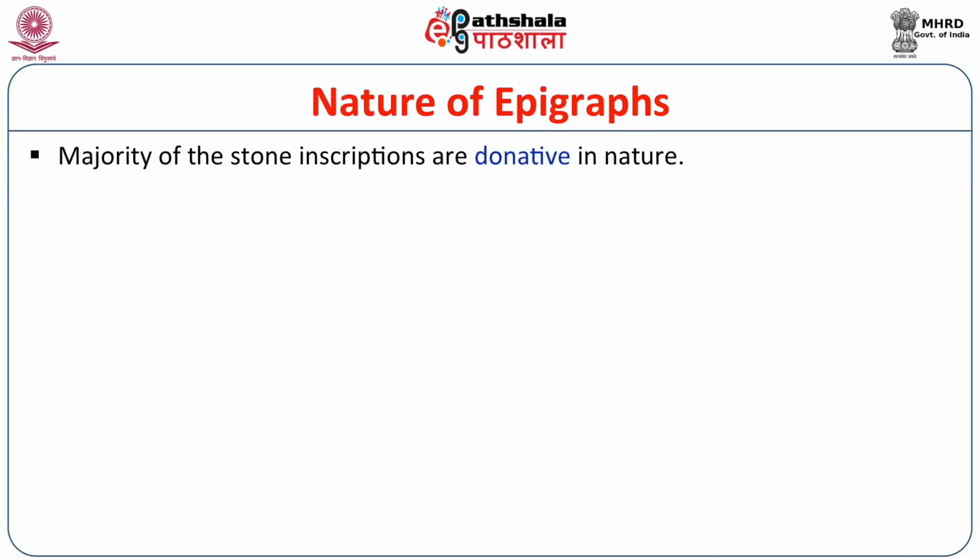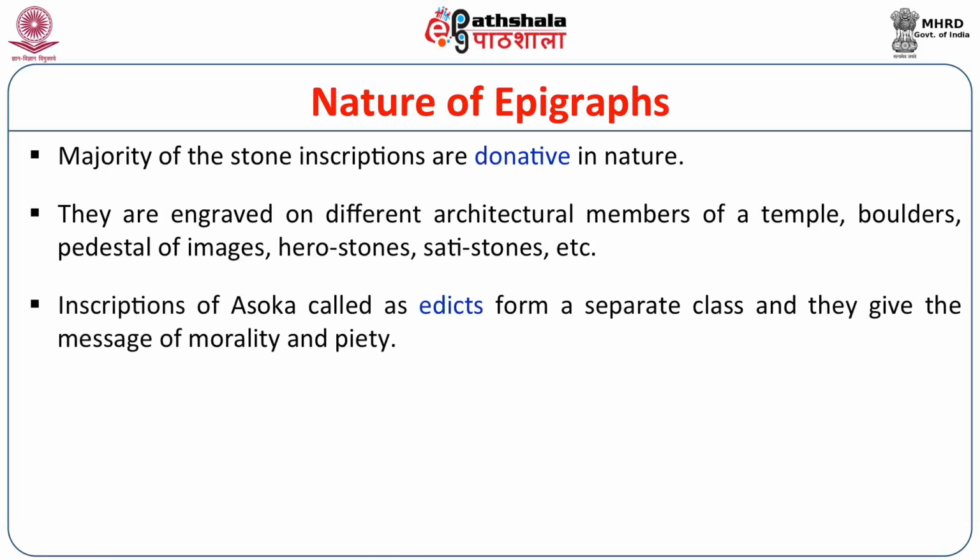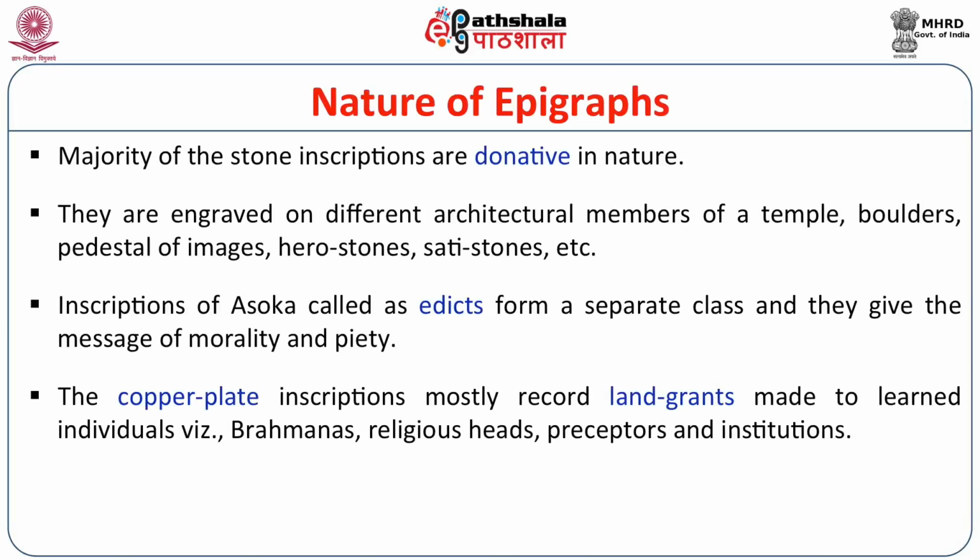Majority of the stone inscriptions are donative in nature, recording donations to various scholars and institutions. Mainly, these stone inscriptions are engraved on different architectural members of the temple, boulders, pedestals of images, hero stones, sati stones, etc. Among that, the inscriptions of Ashoka, who was the first to issue inscriptions on boulders, are called edicts, which form a separate class, giving the message of morality and piety of Ashoka, and were called Dharma Shasanas.